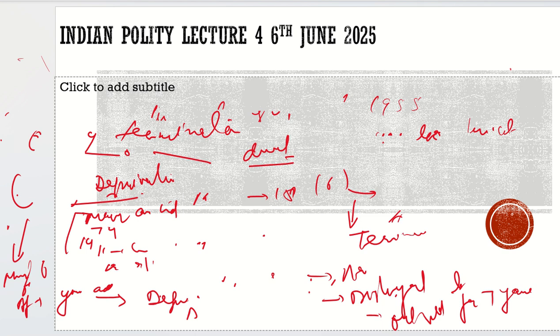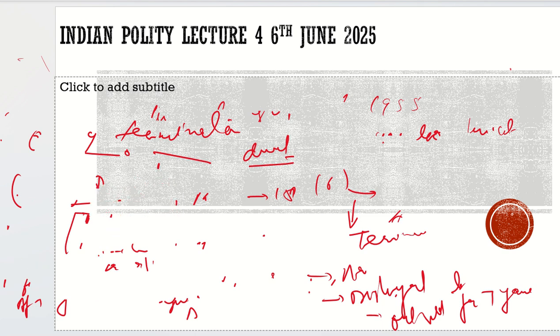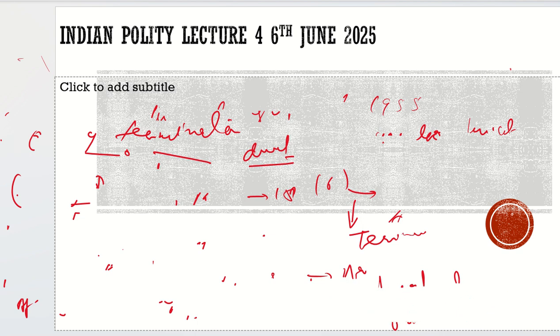So the first one is renunciation, you will renounce it. Second is termination, and third is deprivation. So I hope these concepts we discussed so far are very clear. I hope there is no doubt regarding this.